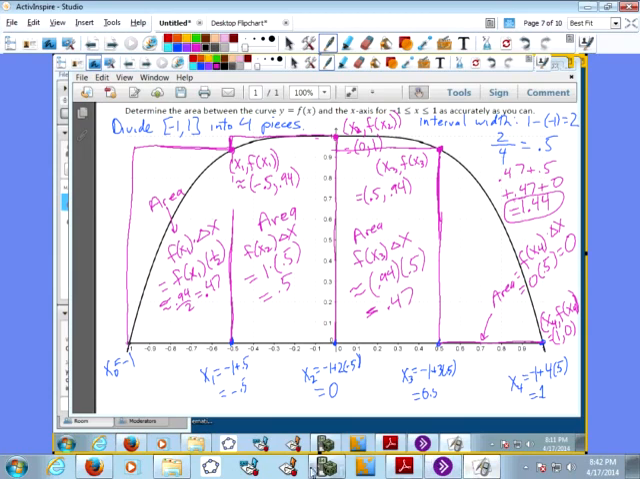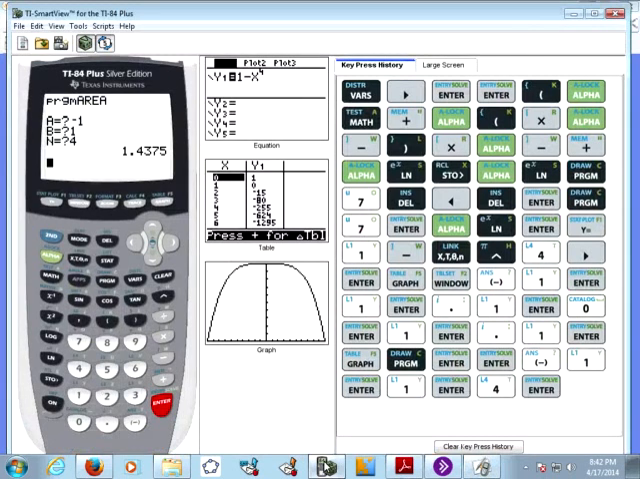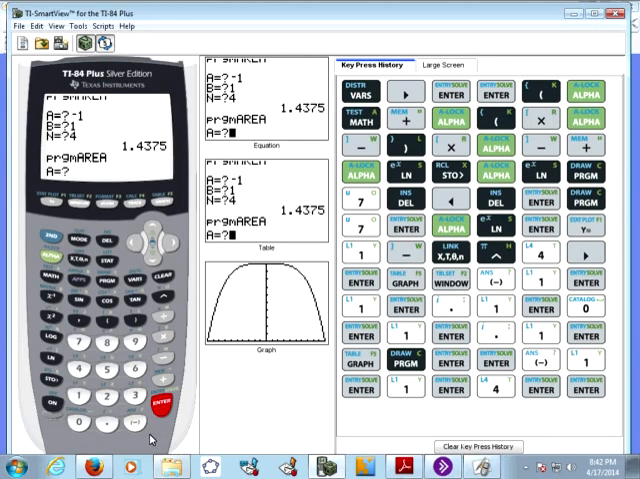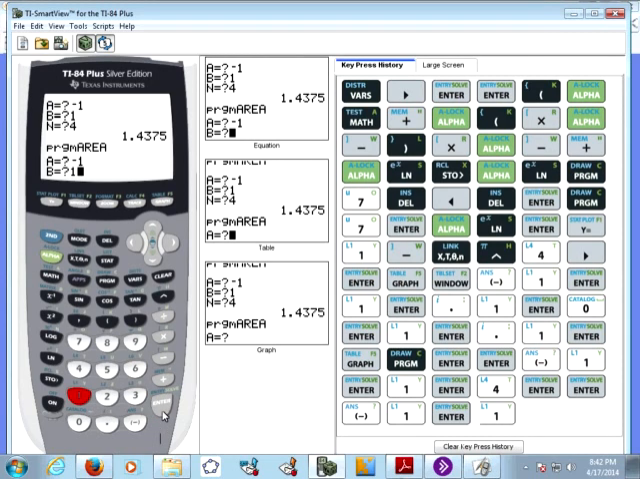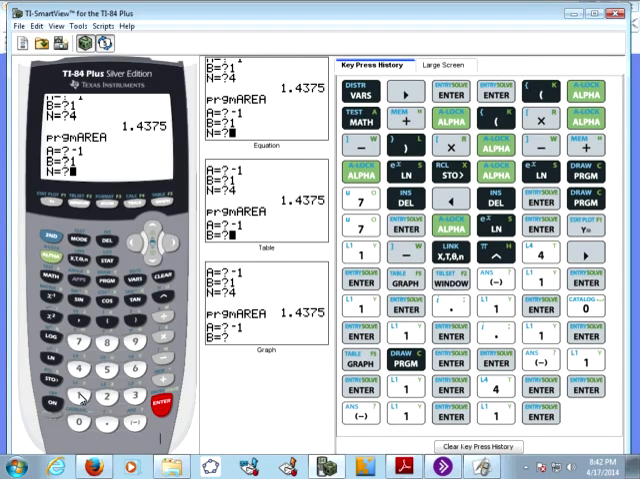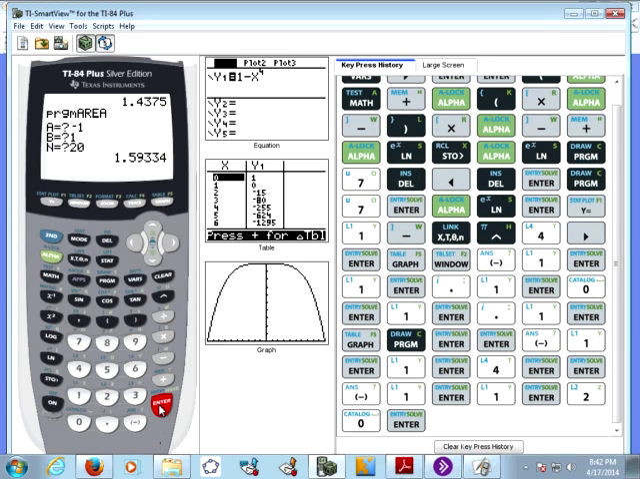And so if we look at that area with 20 rectangles, this is the beauty of the program: I said immediately, let's redo it with 5, and then let's try to think about redoing it with 10. Well, with no additional work, I just hit enter again, and it asks me what I want for a left-hand endpoint. Well, that was still -1. The right-hand endpoint is still 1. But now I want 20 rectangles, 1.59334. Now, by the way, the actual answer is 1.6, the exact area under that curve.